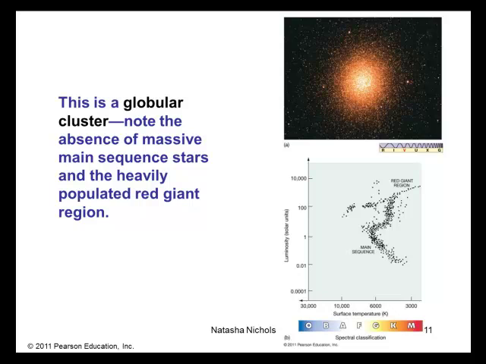This is a picture of a globular cluster. Note the absence of massive main sequence stars on the HR diagram below. And you can also see that we have lots of stars in that cluster that are in the red giant region. A globular cluster is a star cluster containing several thousand to a million stars, and it has a spherical shape. So they're all bunched up very close together. They're gravitationally bound.